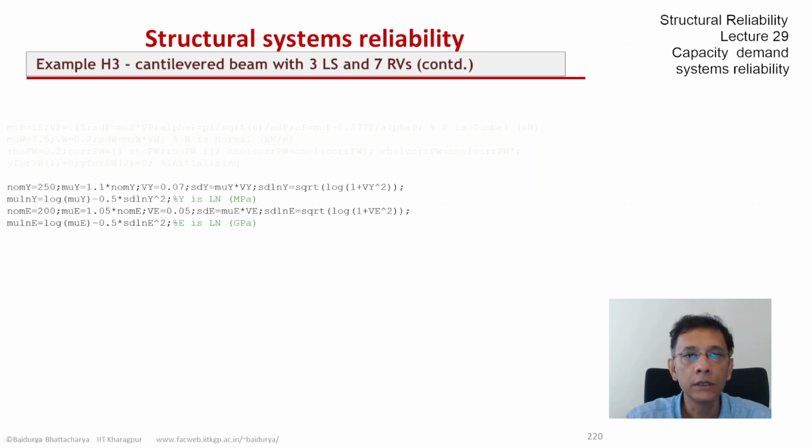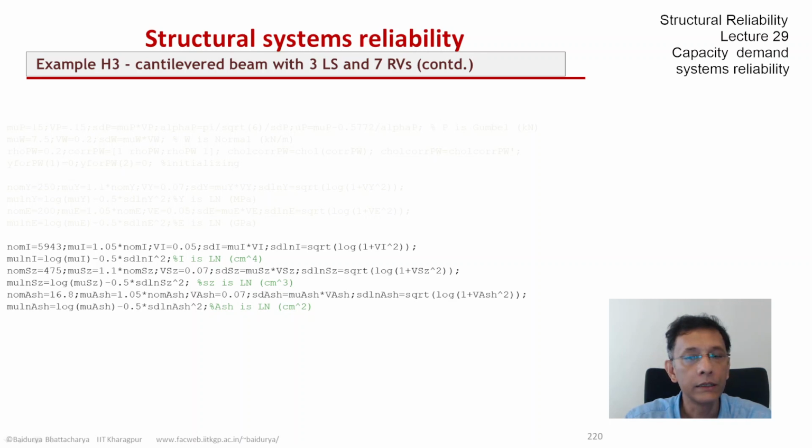Then I go to the geometric values. So I'm sorry, I go to the strength values. So the yield strength and the Young's modulus, Y and E, they are independent. And I obtain their corresponding log normal parameters. And we need to remember that they are in different units. So one is in megapascal, one is in gigapascal. So once we put all of them together in the Monte Carlo loop, we need to make sure that we are respectful of the units.